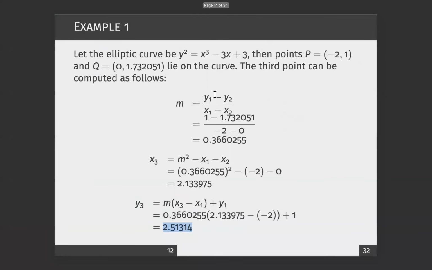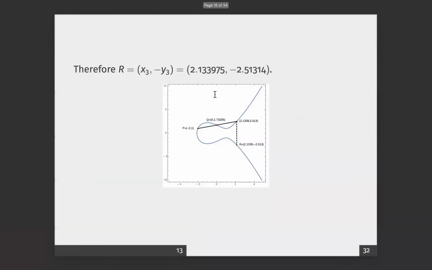Therefore, if you graph it, this is your point P1 and your point Q, and this is what you get for the third point. But this is not what we are after. What we're after is actually this one here, the negative of this point, which is the mirror image.